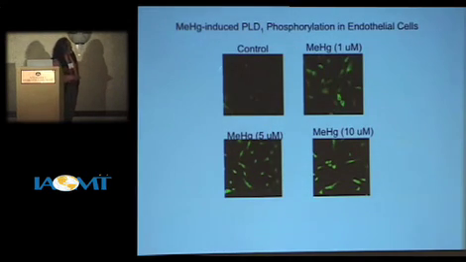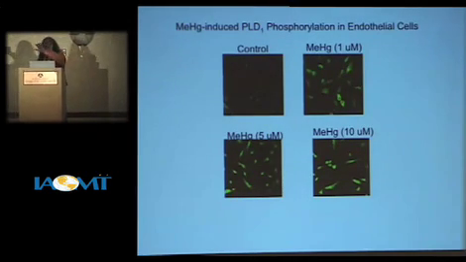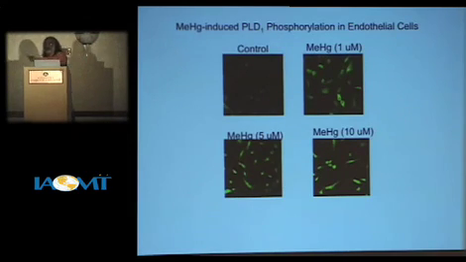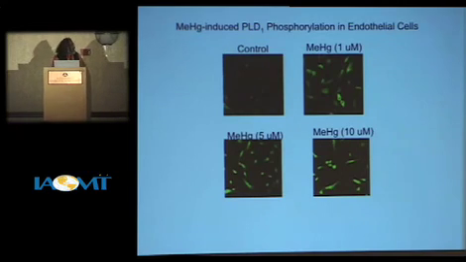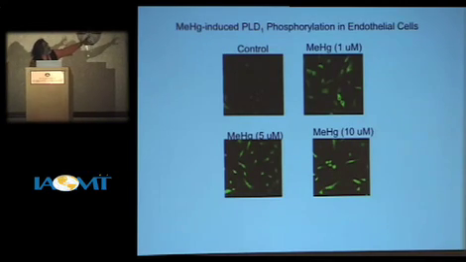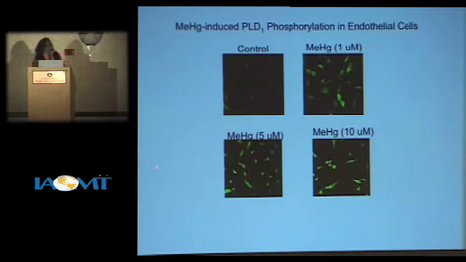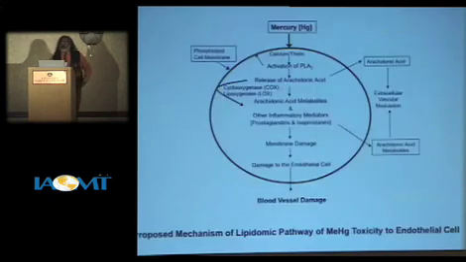The next one here is the enzyme PLD. I told you earlier, PLD has two isoforms, D1 and D2. When we looked at phosphorylation of D1, you can see phosphorylation of D1 is also increased. That tells us that this also gets activated through a kinase mechanism.